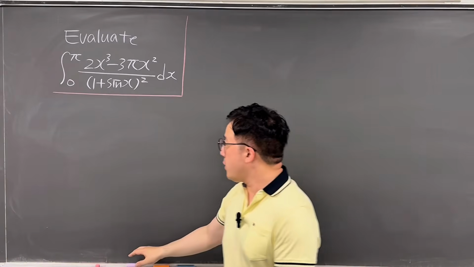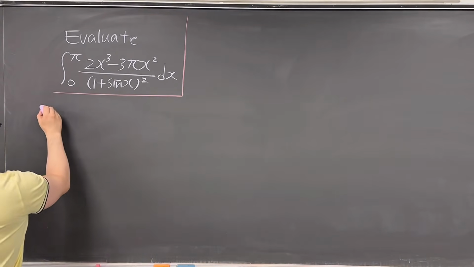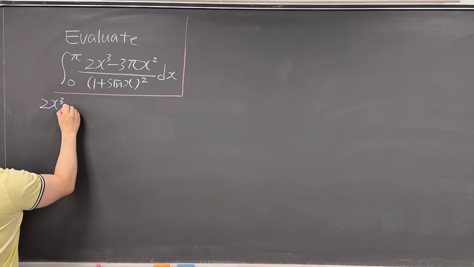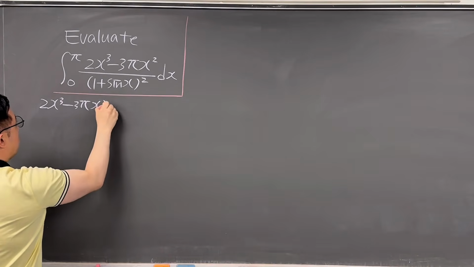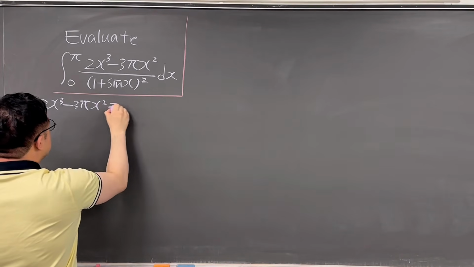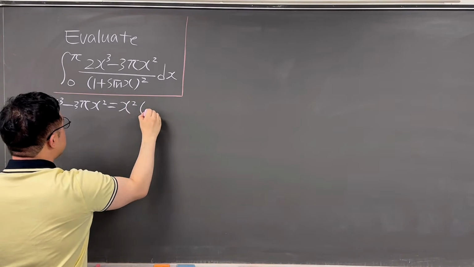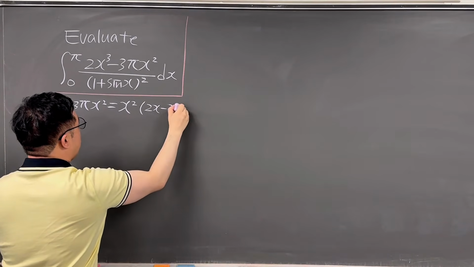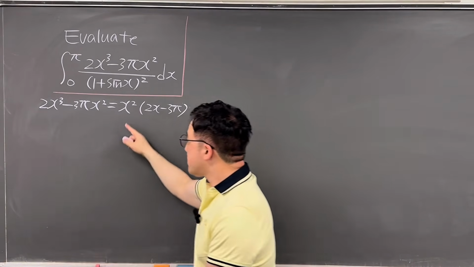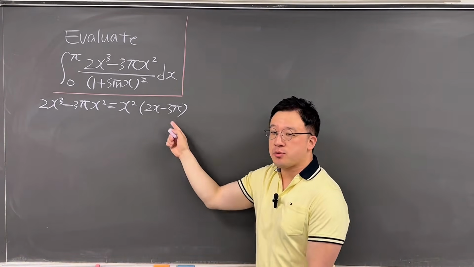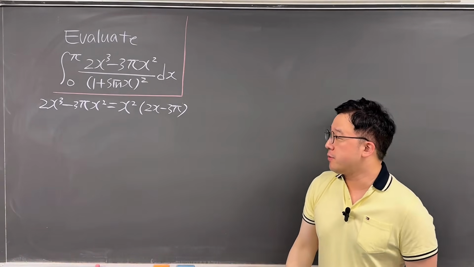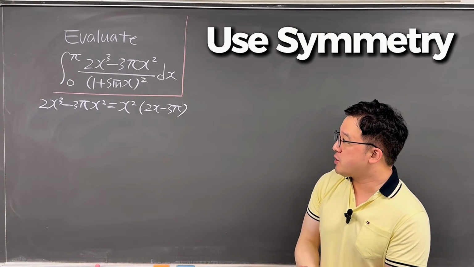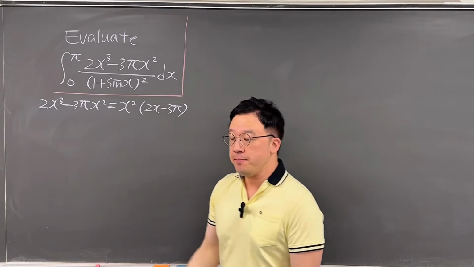So the first thing we can do is work on the numerator. We have 2x cubed minus 3 pi x squared. If you factor x squared out, then we have x squared times (2x minus 3 pi). But this expression does not really help alone. So that's why I'm going to be looking at the symmetry of this integral from 0 to pi, right?